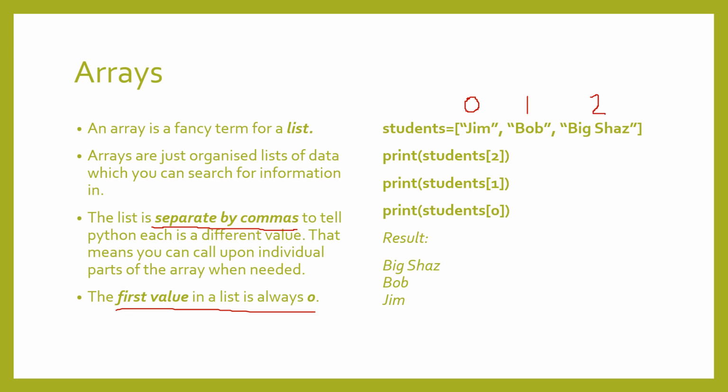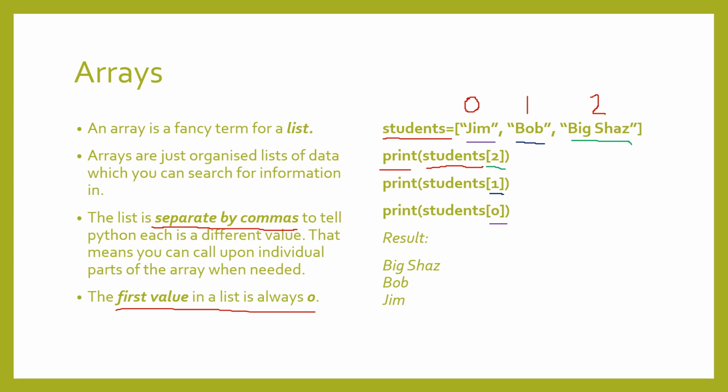Now the first value in our array is always given the number 0. So this, Jim, is at position 0, Bob is at position 1, Big Shaz is at position 2. So when I print out the students, which is my variable for my array, I set a variable name for my array just like I do everything else, but I'm going to start at position 2, and I'll change my pen colour. Position 2 is the furthest one, and it goes, look, to position 2. Position 1 is then Bob, and then position 0 is then Jim.